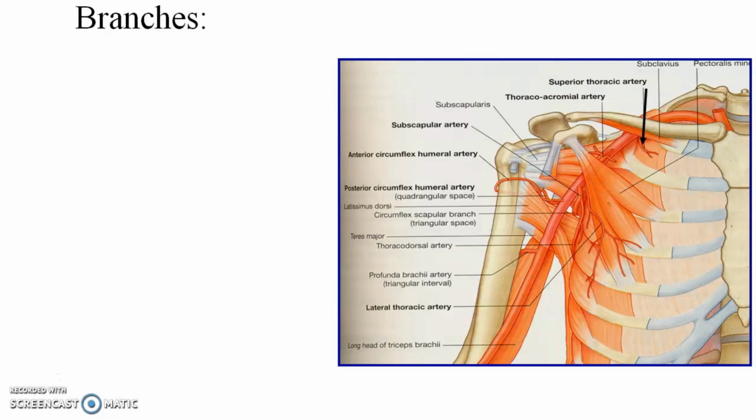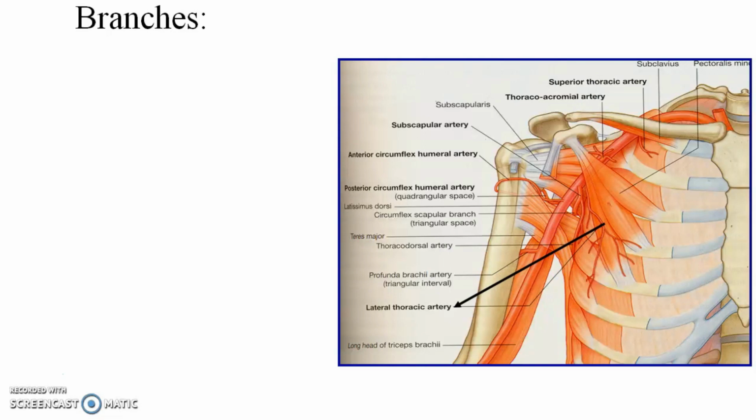Now we will move on to the second part. You can make out here the second part, from the upper border to the lower border of pectoralis minor. This small part we call the second part, which is hidden by this muscle. So the pectoralis minor muscle covers the second part of the axillary artery, or you can say it lies underneath the pectoralis minor muscle. This second part of the axillary artery gives two branches. One is the thoracoacromial artery, and the next is the lateral thoracic artery.